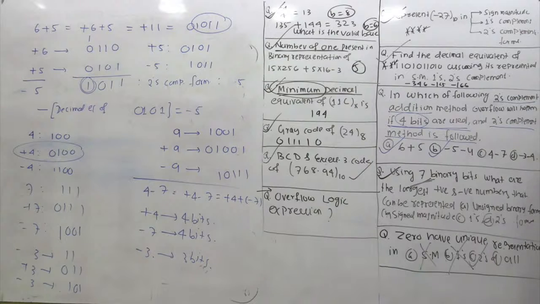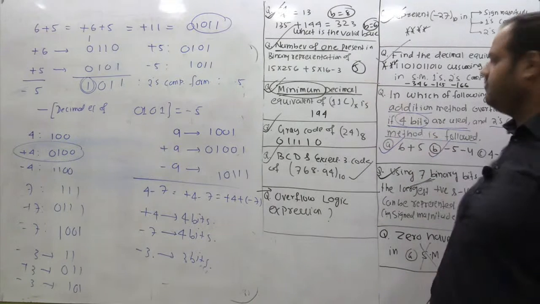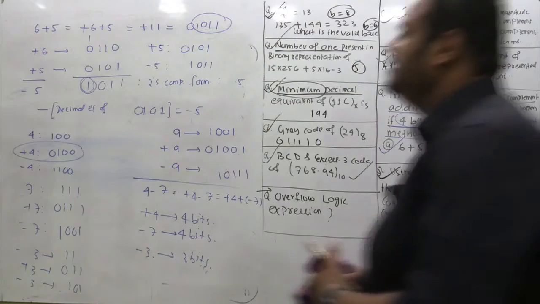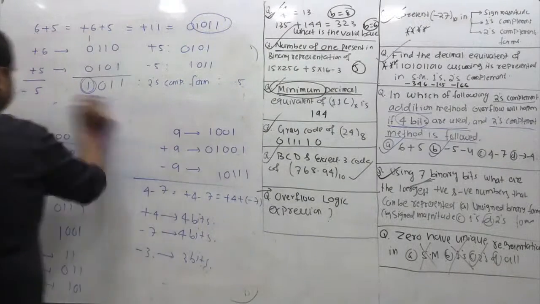You may get overflow if you are adding 2 same sign numbers. Why am I using the word may? With respect to 6 and 5, I have shown that overflow is happening. But suppose instead of 6 and 5, I say 6 and 3, then what do you think? Will the overflow still come?